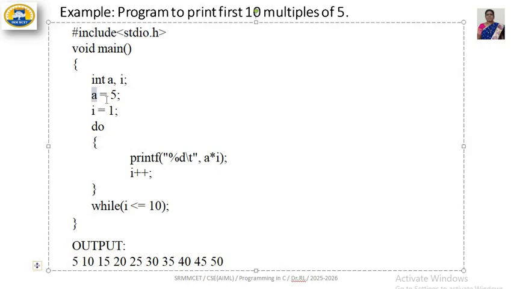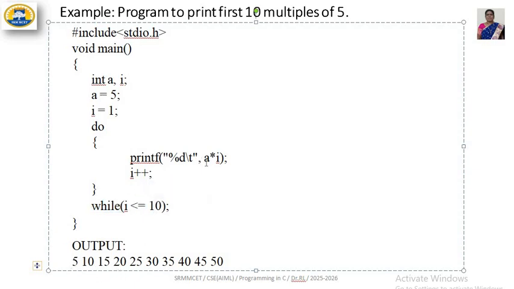So here we initialize two values, a equal to 5 and i equal to 1. In the do statement, we print a into i. So first i is equal to 1, a is equal to 5, so a into 1. Next is i plus plus, that is an increment statement, i equals i plus 1. Until the while condition i less than or equal to 10 fails, the body of the loop is repeatedly executed. So our output becomes 5.